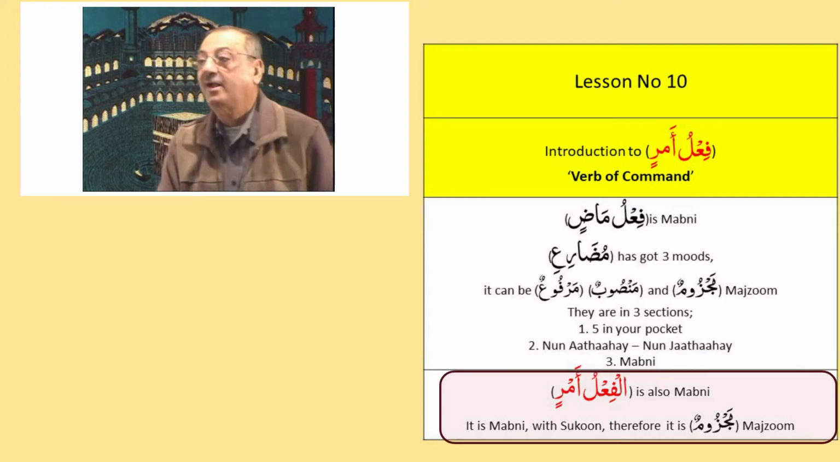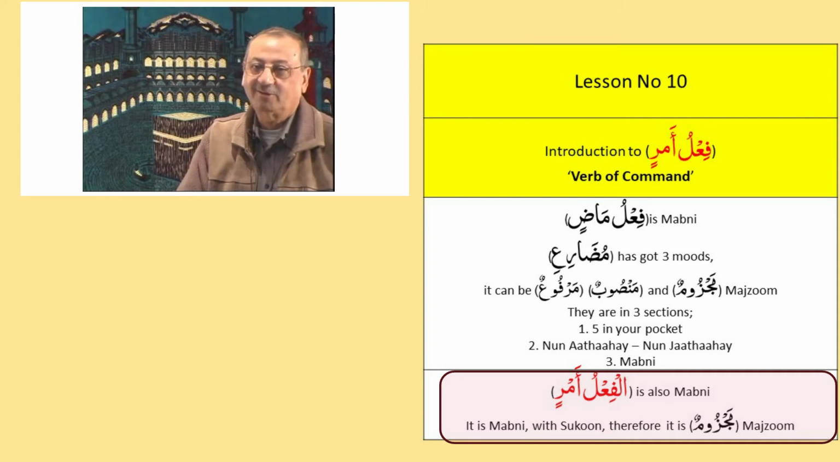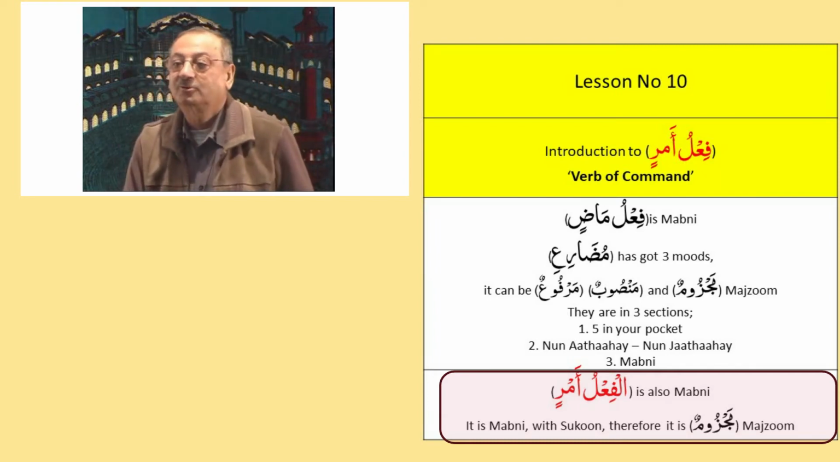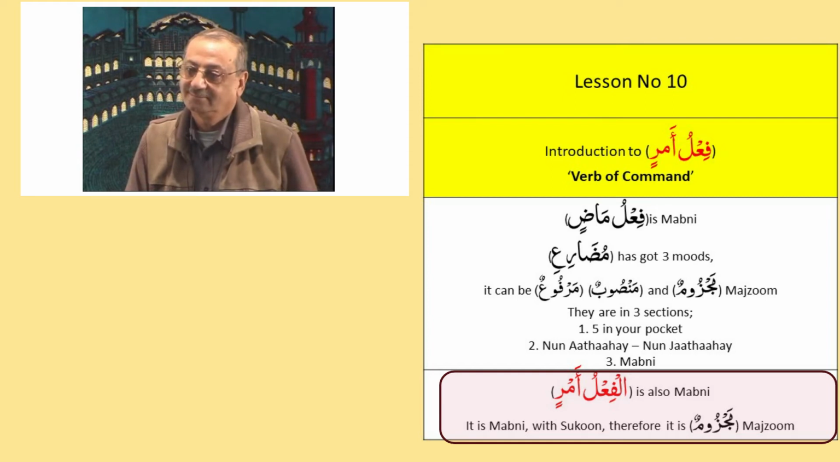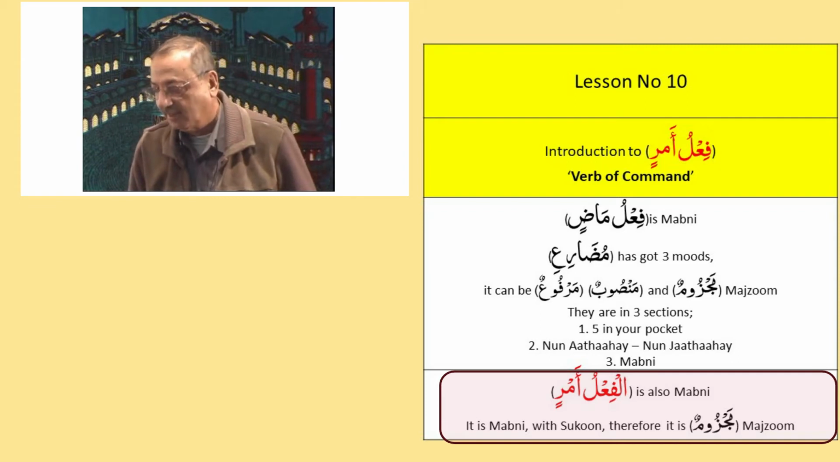Brothers, now fi'l amr is also mabni. What is it, fi'l amr? Fi'l amr is mabni, but it is mabni with sukoon. It means majzum. Fi'l amr is majzum, but it is mabni. It has only one form. Okay? Now, let us study this.